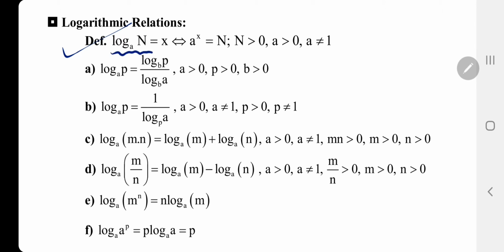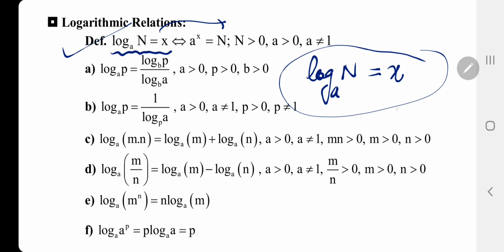So we define a log function like this, and it is read as log of n on the base of a, and it will be a numerical value. Let me say that value is x. So this is how we read a logarithmic expression. Apart from that, we can also write it simply as lg of n on the base of a, and its value is equal to x.